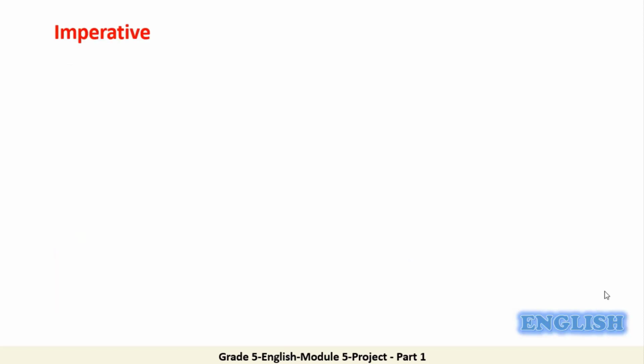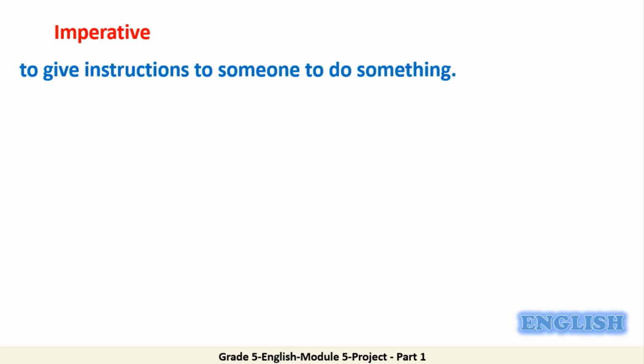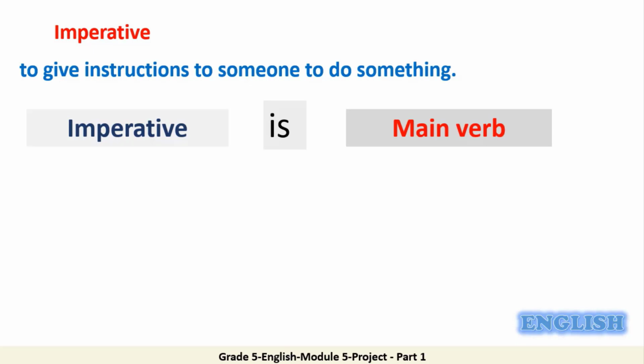My friends, here we are going to study the imperative form. What does imperative mean? It means to give instructions to someone to do something. How can we form the imperative sentence? We have to start our sentence with the main verb. So imperative is a main verb. Let's have some examples.